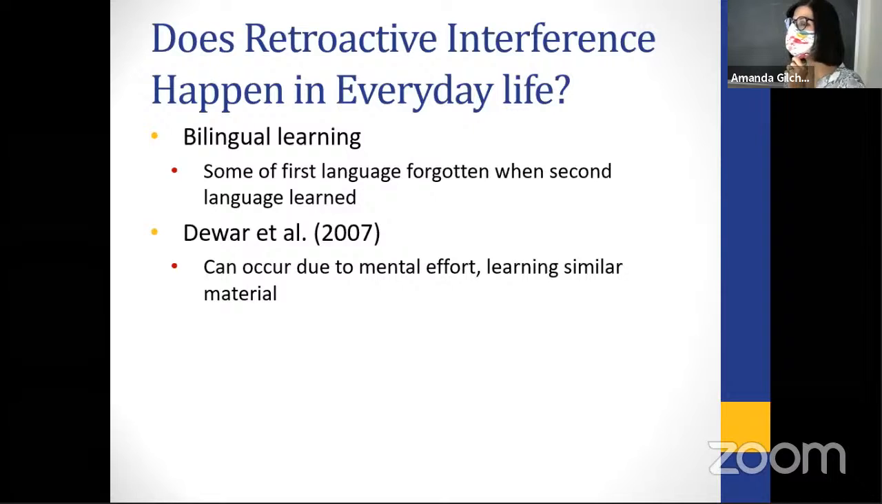You're going to be a lot less likely to see retroactive interference if you're studying for tests, if one test is for math and the other test is for English. But if you're learning 2 foreign languages at the same time, this is going to be a lot more likely.